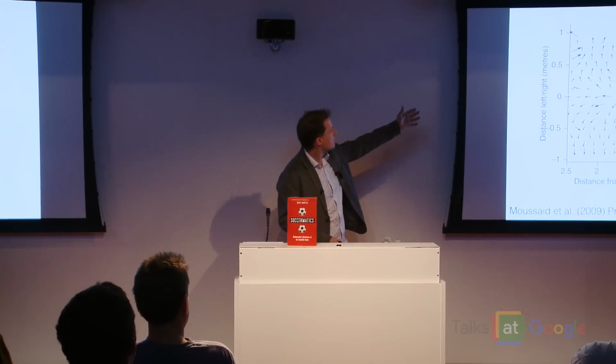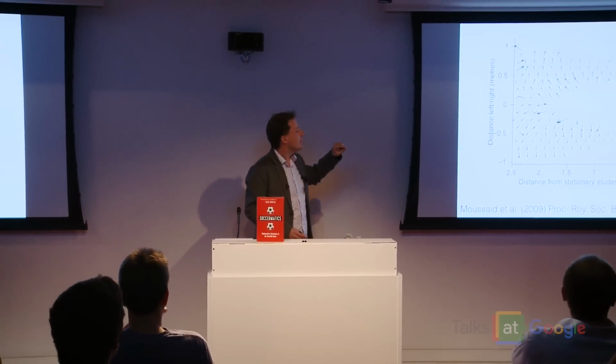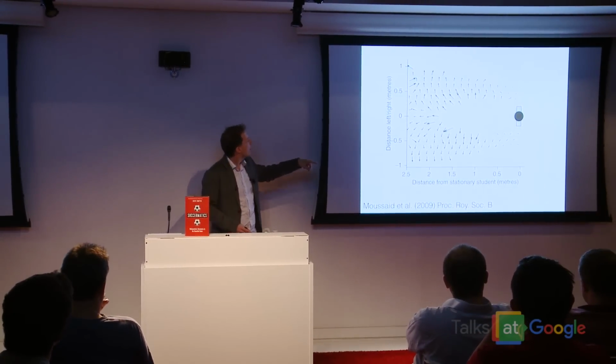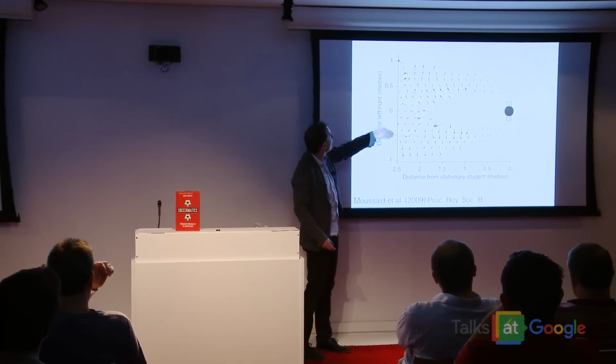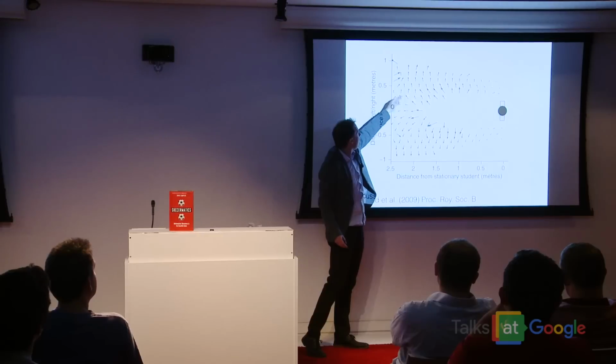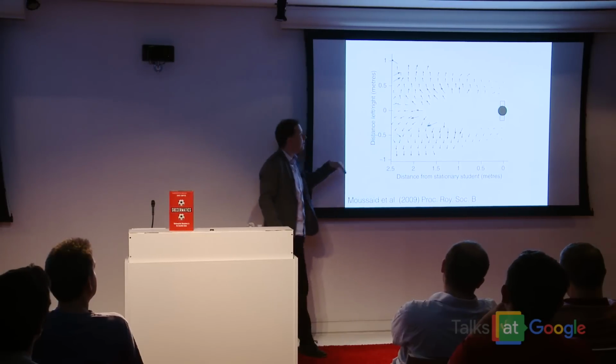And what this vector field shows you, what all the arrows show you, is the effect that a stationary student has on a moving student. And so it's taken away, they've always got forward motion, but you can see they slow down when they're in this area. And if they're off to the left, they go off to the left, and if they're off to the right, they go off to the right.